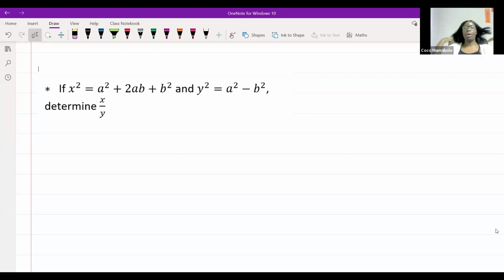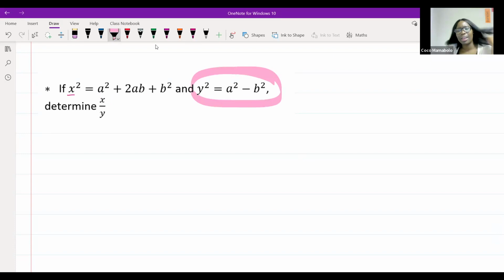Okay, I'm going to let you guys take it away. Read the question. It says, if x squared is equal to a squared plus 2ab plus b squared, and y squared is equal to a squared minus b squared, determine x over y. Khulani can already see it, and I didn't have to say anything. I bet everybody can already see it.